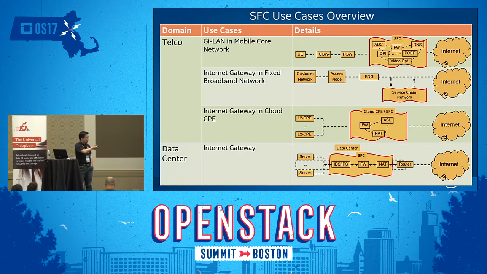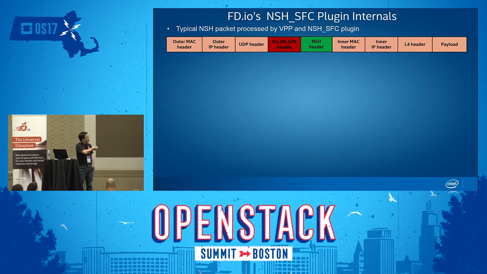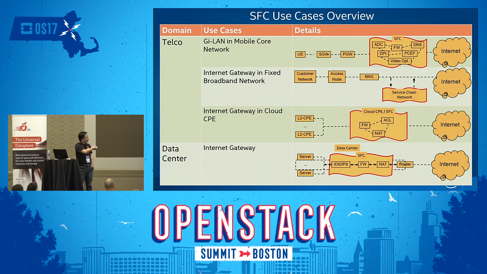So in the GI line use case, there are a couple of different service functions, like here, and it actually needs a lot of dynamics there. For example, you want to change the order of a service chain, or you may want to add a new service function to a service chain, or you want to remove a service function from an existing service chain. So this kind of GI line use case actually needs a dynamic service chain.